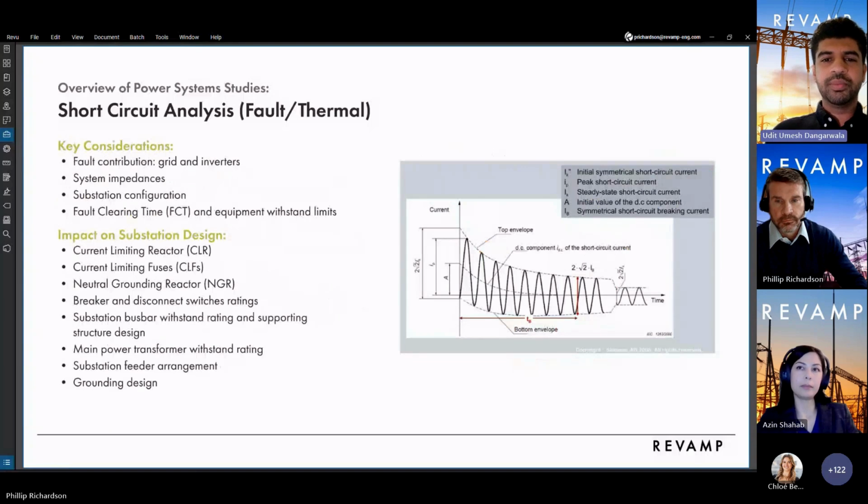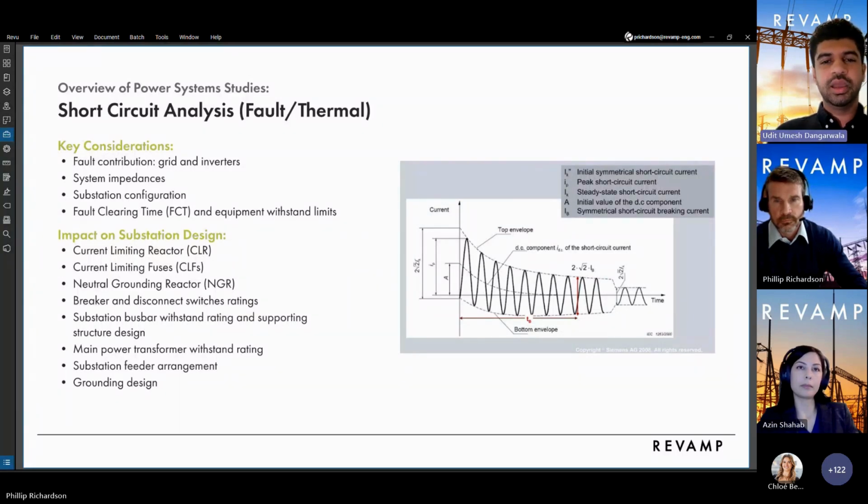Some of the inputs that impact the short circuit analysis results include fault contribution from the grid and the inverters, the system impedances, which are made up of transformers, transmission lines, and underground cables, the overall substation configuration, for example, presence of a bus tie switch on the MV side or multiple main power transformers, and the overall fault clearing time and equipment withstand limits at those fault clearing times.